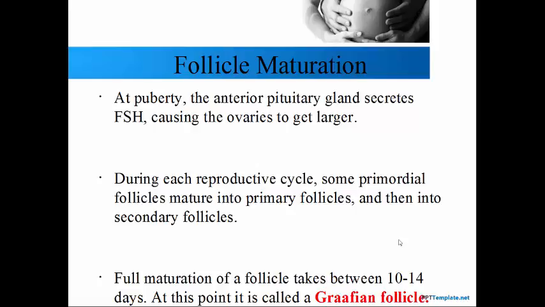And during each reproductive cycle that a female has, some primordial follicles will mature into primary follicles, and those primary follicles will mature into secondary follicles. And the full maturation of a follicle takes between 10 to 14 days. And at this point, it's called the Graafian follicle. So it is this follicle that will eject out the secondary oocyte. This is the follicle that's being broken down each month during a woman's cycle.